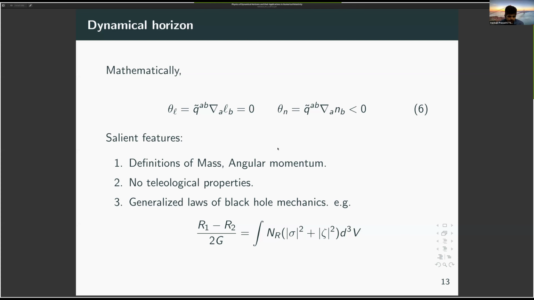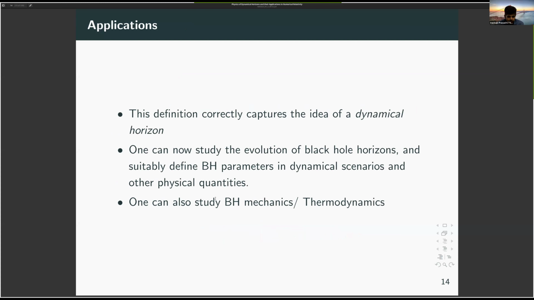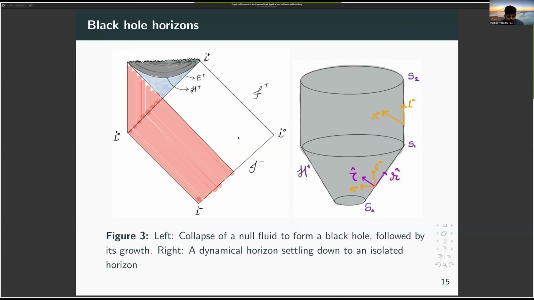In this framework, if you track the surface which is marginally trapped, it turns out that there's a robust way to define the mass and the angular momentum. It has no teleological properties. You could extend the laws of black hole mechanics as process laws. Of course, this would be very useful to study the evolution of black hole horizons in a situation like a binary black hole merger, which is very interesting.